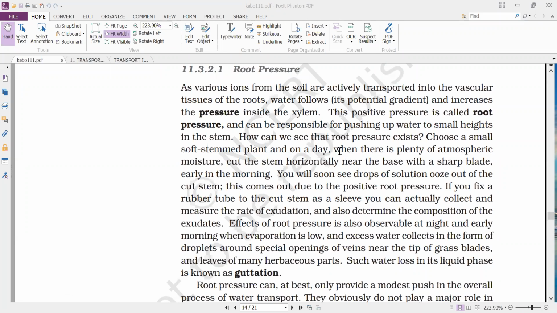So that's how we can demonstrate the root pressure. So how can we see that root pressure exists? Choose a small soft stemmed plant, and on a day when there is plenty of atmospheric moisture, cut the stem horizontally near the base with a sharp blade early in the morning.